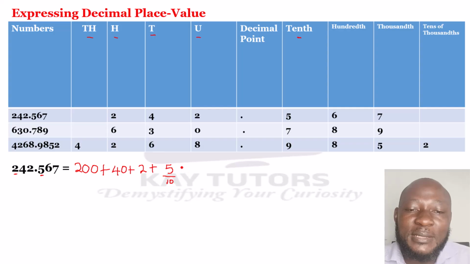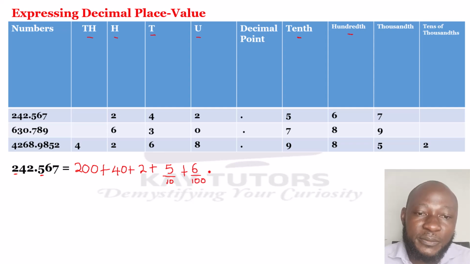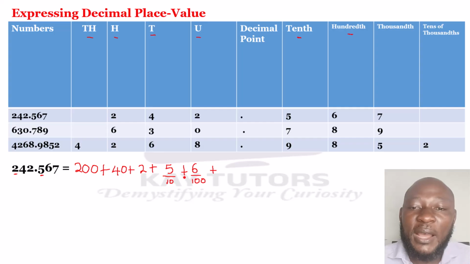Next is plus 6. The place of 6 here is hundredth. So since the place of 6 there is hundredth, you can conveniently divide 6 here by 100. So the value here is 6 hundredths. Next, we have 7 here. So in this case, the value of 7 there will be 7 thousandths.